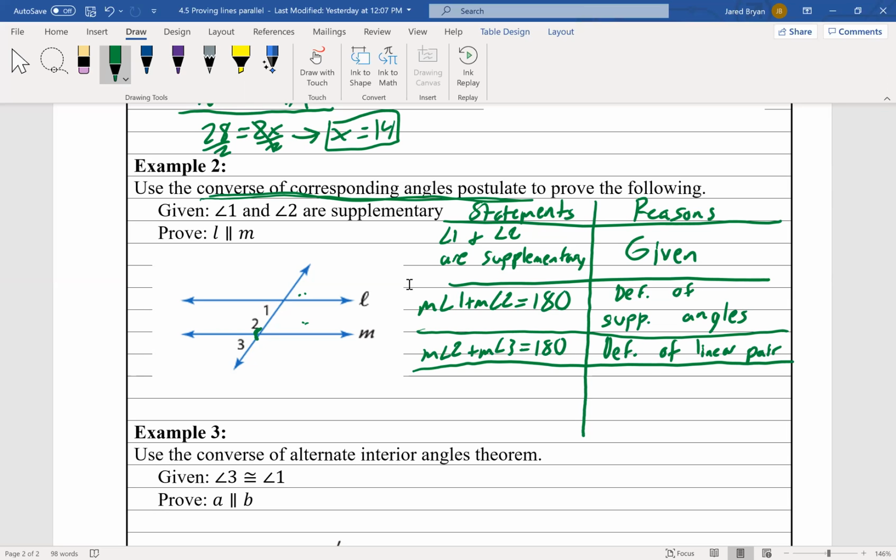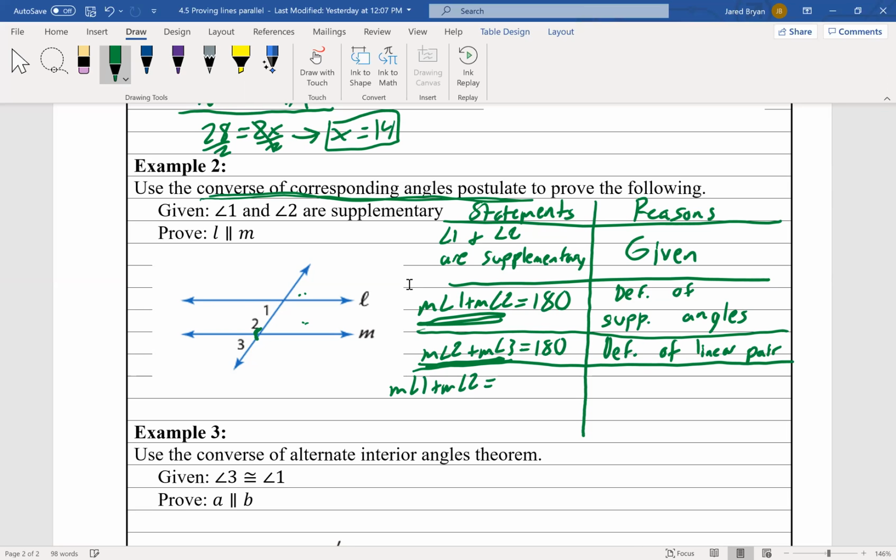Okay, and this is where the problem gets a little bit more complicated, because I've got information from my given, I've got information from my diagram, and now I don't have a clear process of where to go from here. So I'll just tell you guys, here's where you would want to go next. Notice this whole expression here equals 180, and this whole expression also equals 180. Okay, if two things equal the same number, then they equal each other. And so that's exactly what my next statement is going to be. They both equal 180, so they both equal each other.